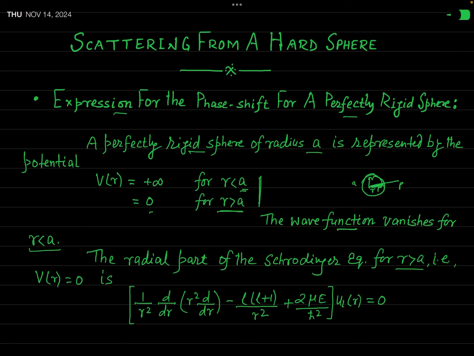That is, if you are talking about the region where potential V of r is 0, then this radial part of Schrodinger wave equation will be: 1 over r squared d/dr of r squared d/dr, minus L times (L plus 1) over r squared, plus 2 mu E over h bar squared, U_L of r equal to 0. Here actually this U_L of r is the wave function.